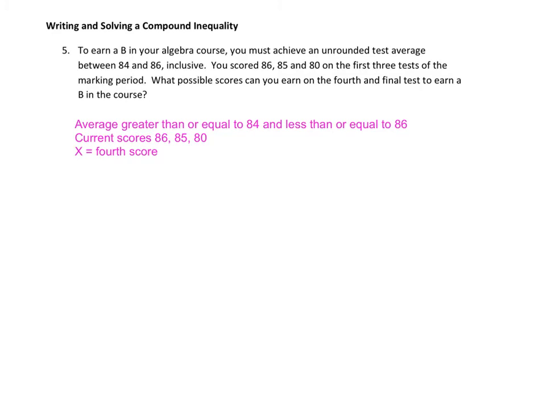Again, I just want to point out the word inclusive means including. Okay, that's why I said greater than or equal to and less than or equal to. So now we need to start setting up the inequality. And to start, we know that we want our average to be greater than or equal to 84 and less than or equal to 86.